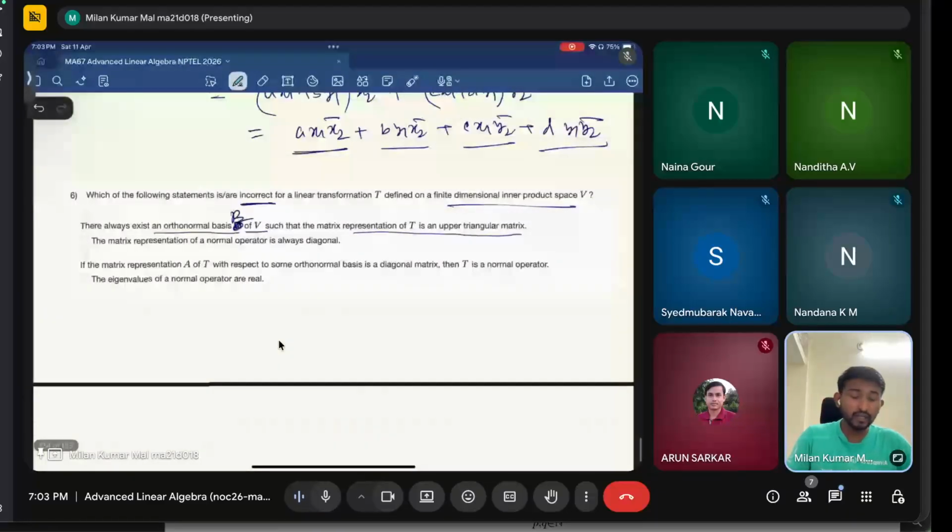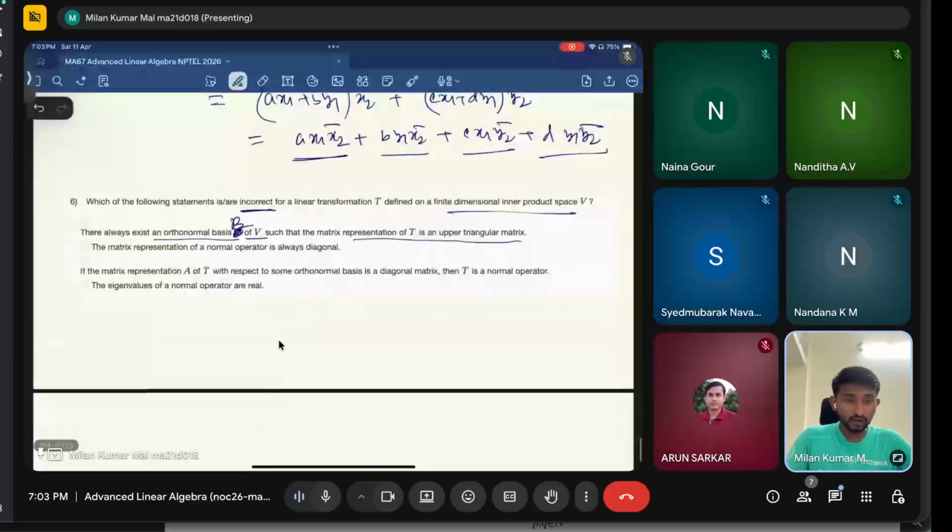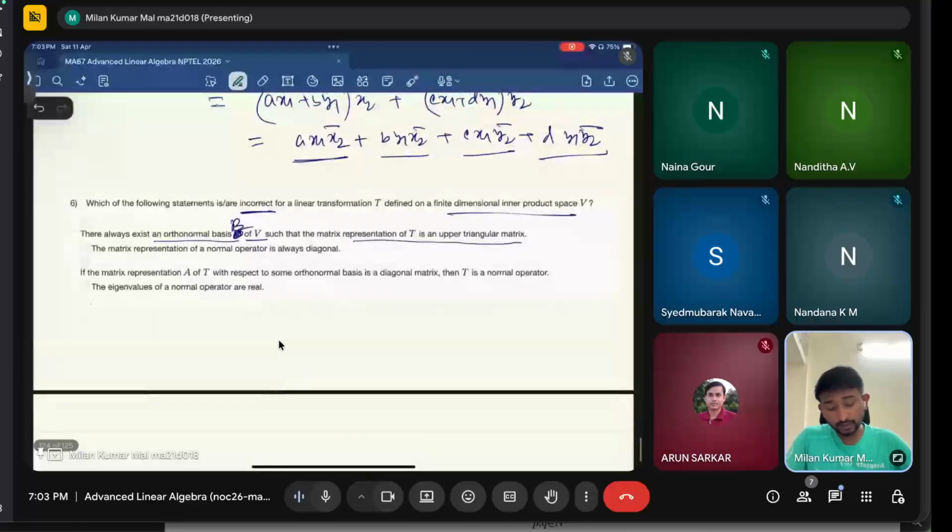So here actually many options are incorrect. Only one option is correct, and that is the third option. Why is this? The first option says that there always exists an orthonormal basis of V such that the matrix representation of T is an upper triangular matrix.